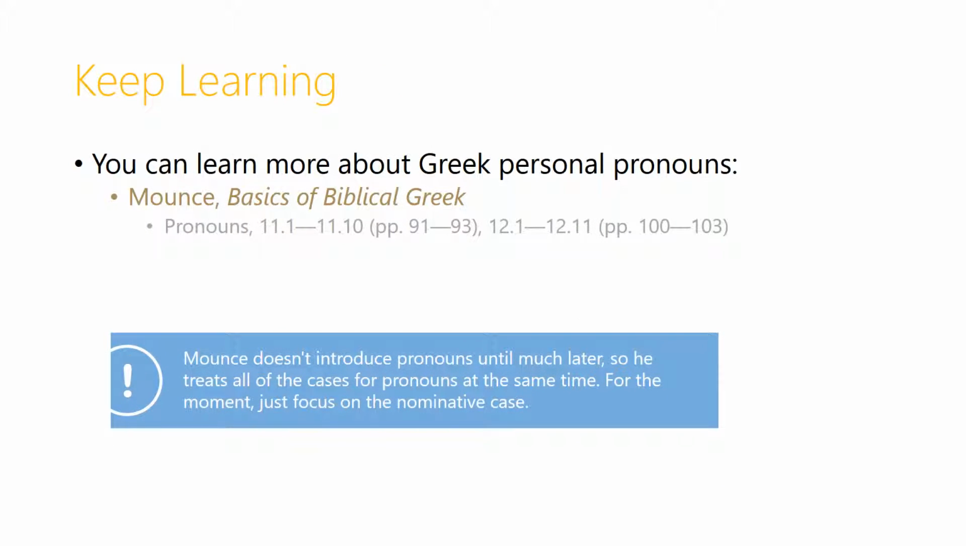You can learn more about Greek personal pronouns in Mounce's Basics of Biblical Greek, and particularly in chapters 11 and 12. Just remember that Mounce doesn't introduce pronouns until much later in the process, so he treats all of the cases for pronouns at the same time. But you haven't learned all of the cases. So far, you've only been introduced to one. So for the moment, just focus on the nominative case.